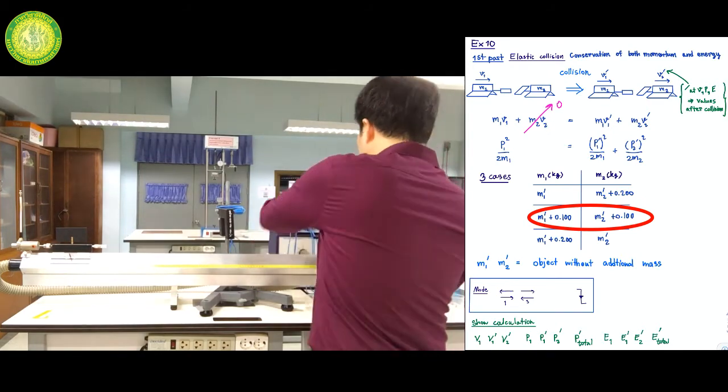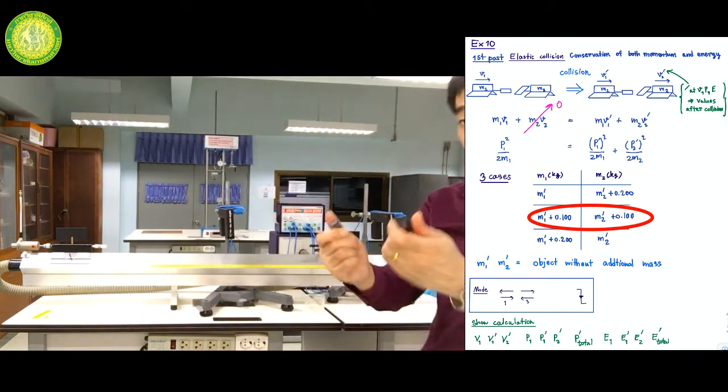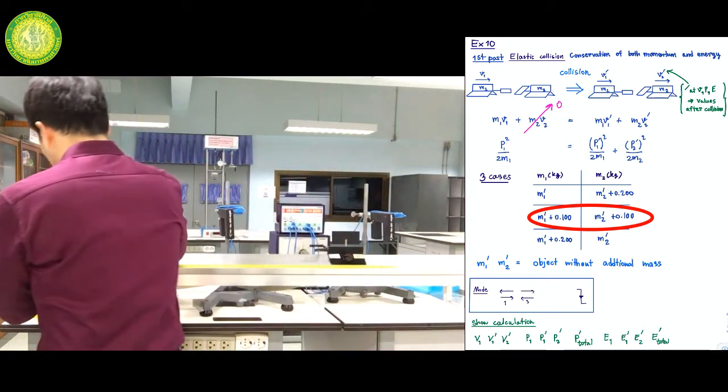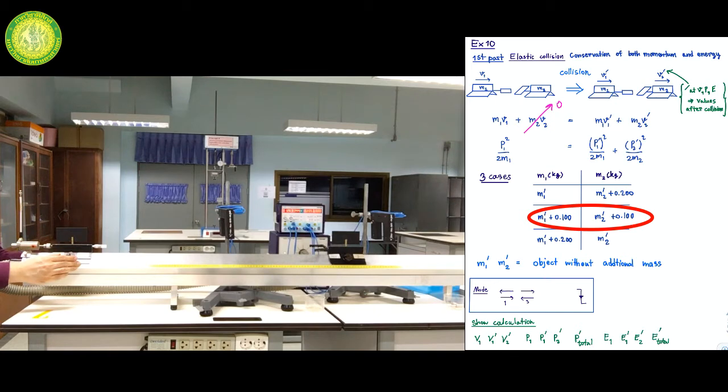Then let's do another experiment. When I move 100 grams from the second object to the first object, now both objects have the same mass, more or less. I put this one back. The magnet is ready. Both objects have the same mass. Let's see what will happen.